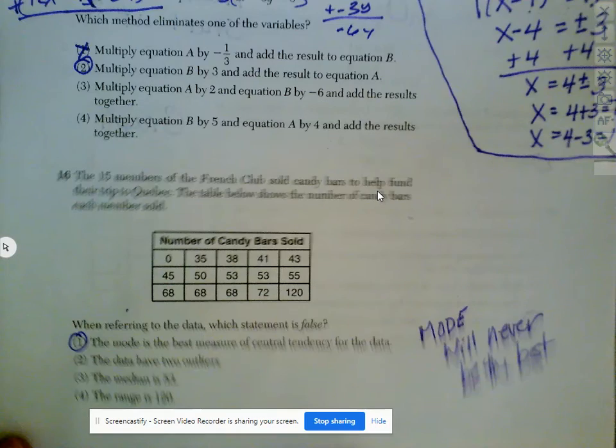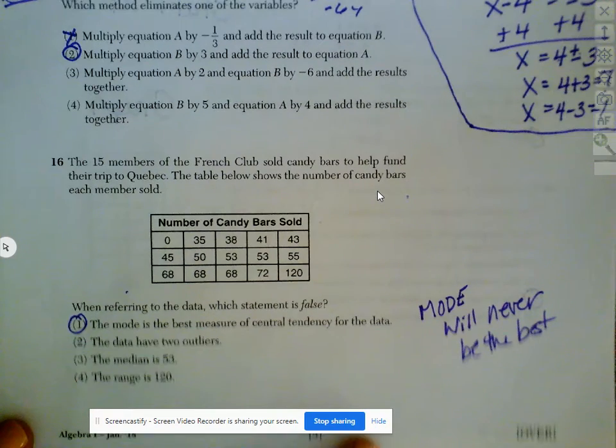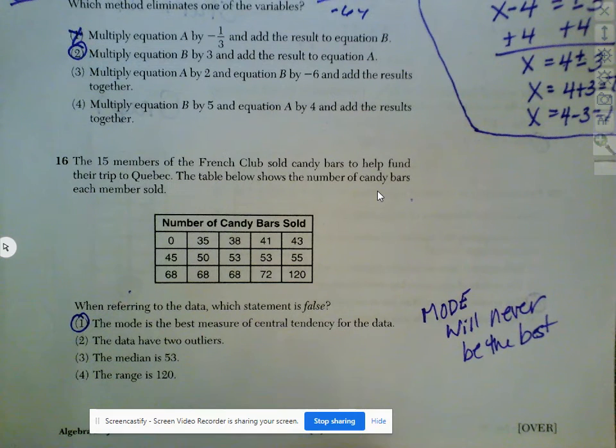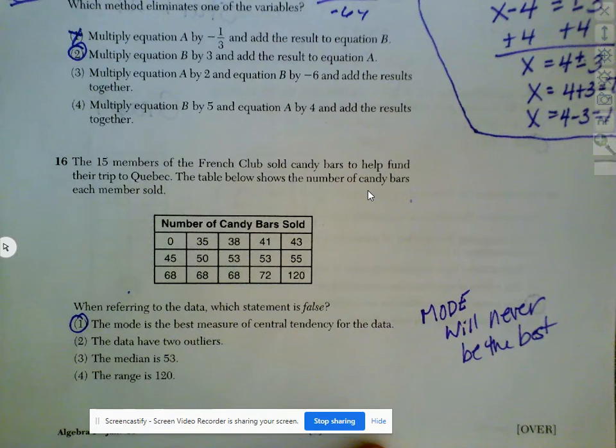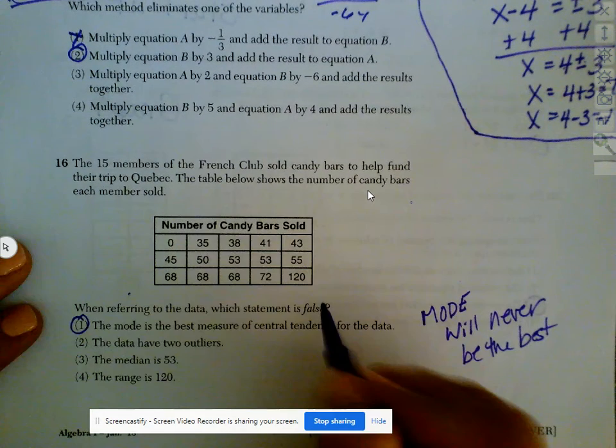Okay, let's look at 16. 16 says, the 15 members of French Club sold candy bars to help fund their trip to Quebec. The table below shows the number of candy bars each member sold. It says, when referring to the data, which statement is false?